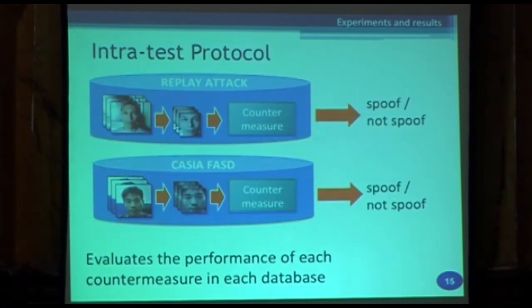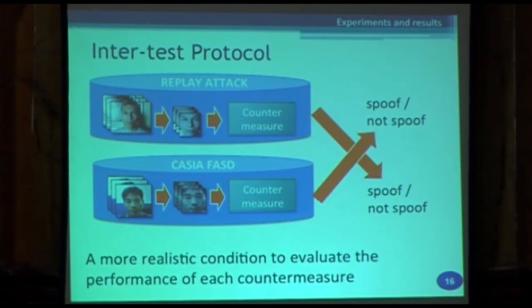We talk about the protocols that we use in this work. The first one is the intra-test protocol. The goal of this protocol is to evaluate how each countermeasure performs in each database. So you train a countermeasure with the Replay-Attack database, calibrate it, and test it in the Replay-Attack database, and do the same with the CASIA face anti-spoofing database. There's nothing new here. It's basically the protocol that the databases provide.